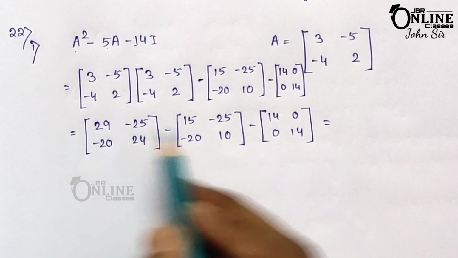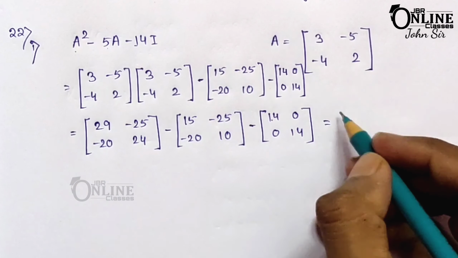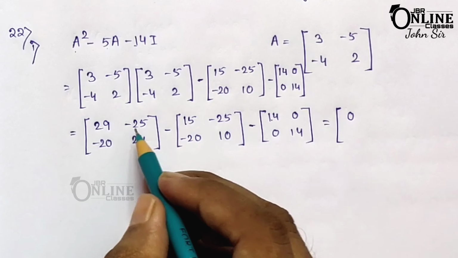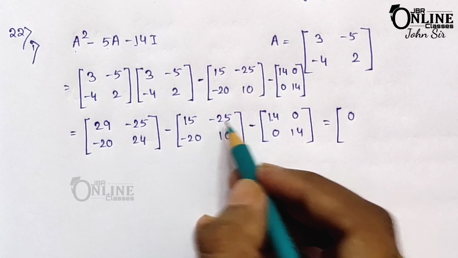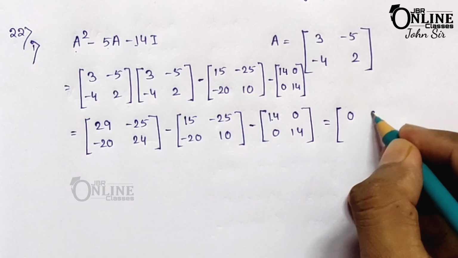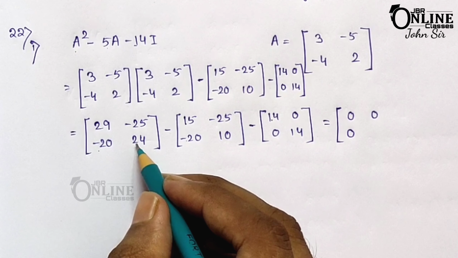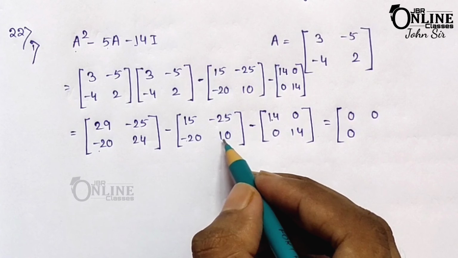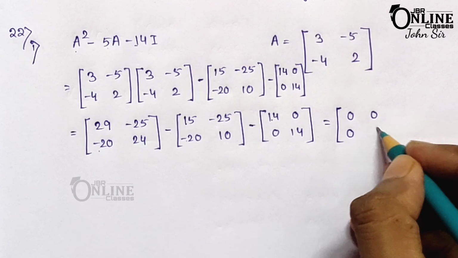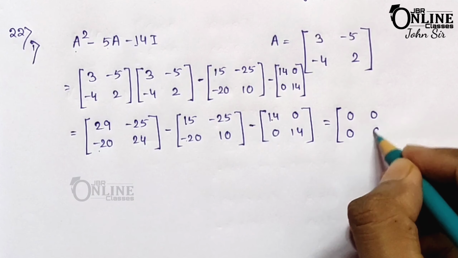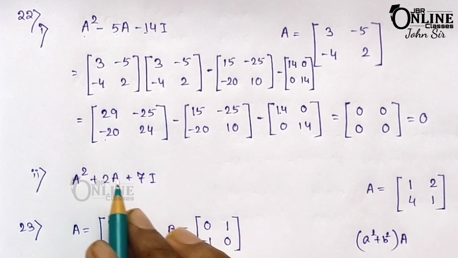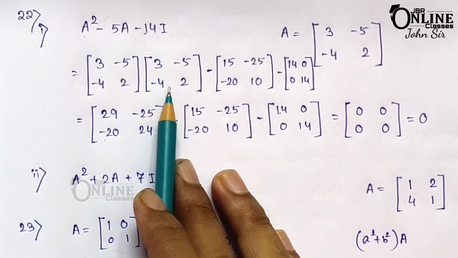Okay, now 29 minus 15 minus 14 that equal to 0. Minus 25 here plus 25 minus 0 that equal to also 0. Minus 20 plus 20 minus 0 that equal to 0. Last one here 24 minus 10. So 14 again minus 14 that equal to 0. So it's proved. So here sum number 22, 2 is the same as sum number 22, 1.